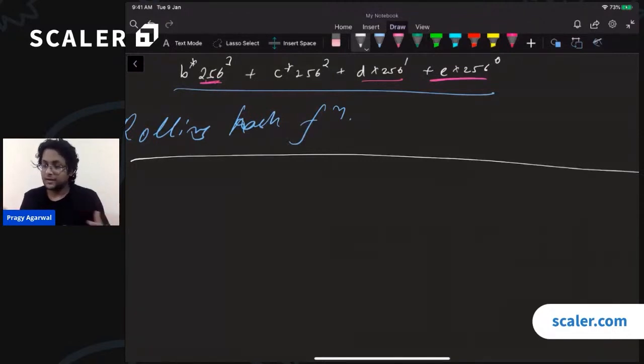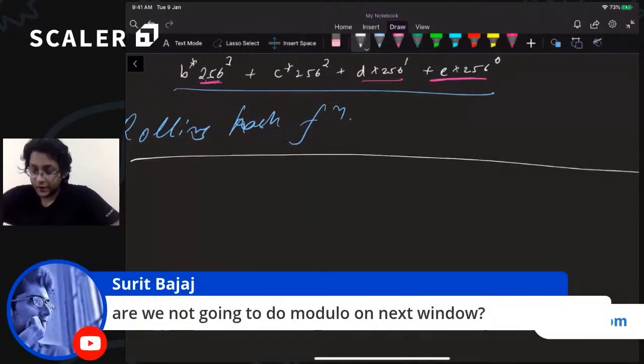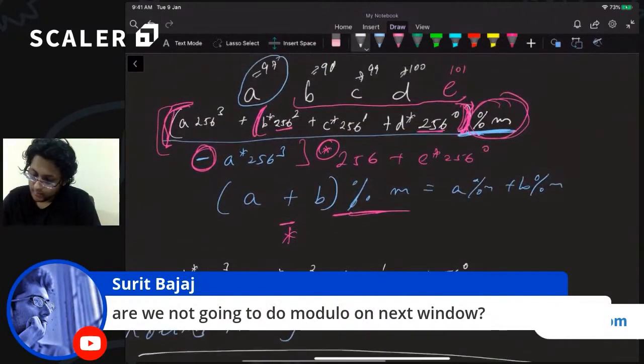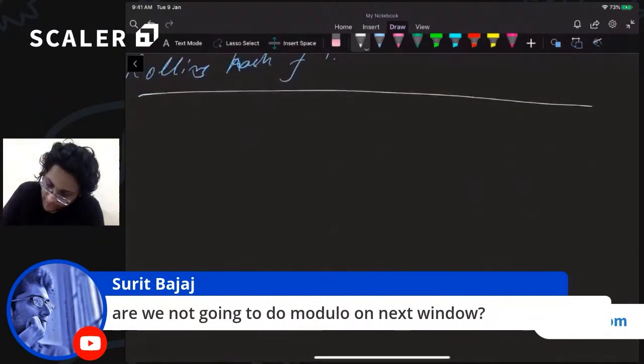So this was just some string matching using the hashes. Perfect. Surit says, are we not going to do a modulus on the next window? Yes, Surit, we are going to take a modulus on the next window as well. So after we have done this, we have the hash.